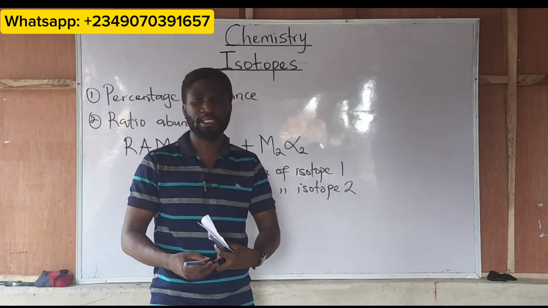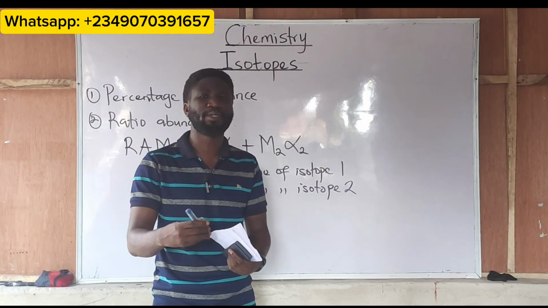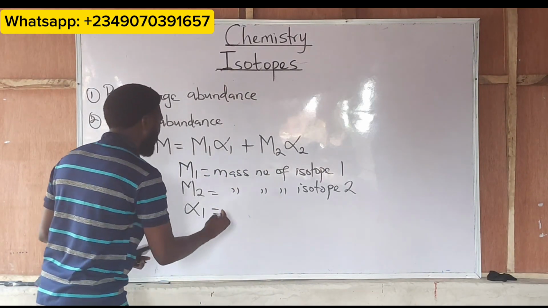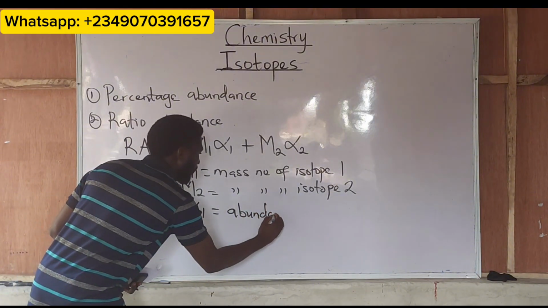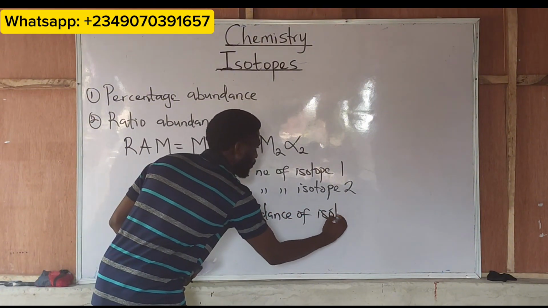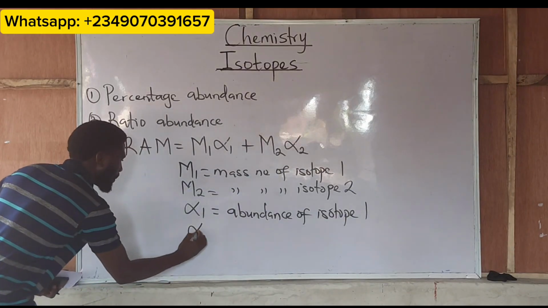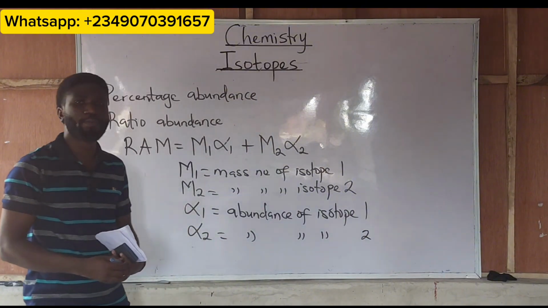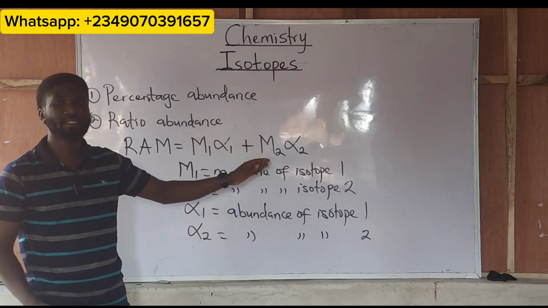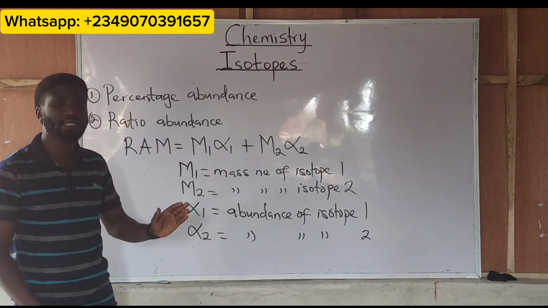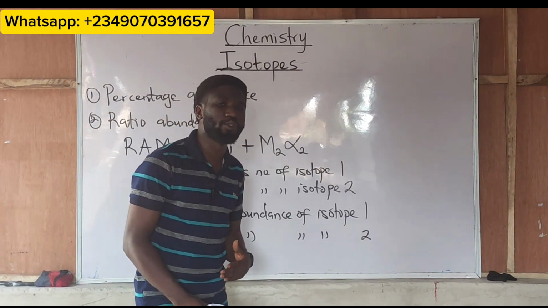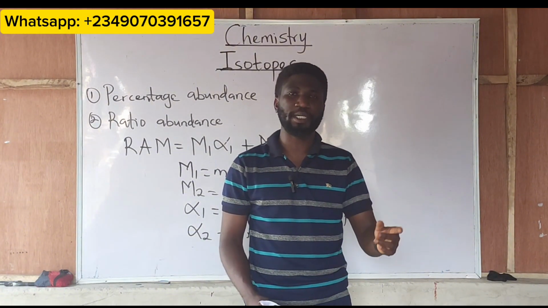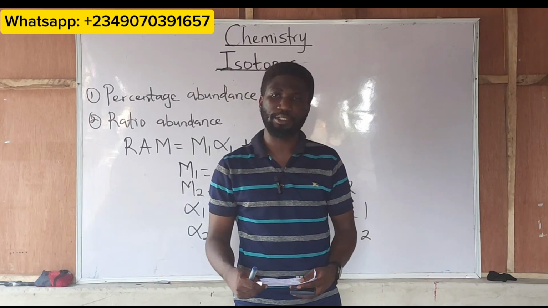the geonormal abundance. Some will just simply call it abundance, which we said could be in percentage or ratio. So this is the abundance of isotope 1, and then alpha 2 represents the abundance of isotope 2. So please, you need to know what each of these variables represents. M1 mass number of isotope 1, M2 mass number of isotope 2, alpha 1 the abundance or geonormal abundance of isotope 1, and then alpha 2 represents the abundance of isotope 2.